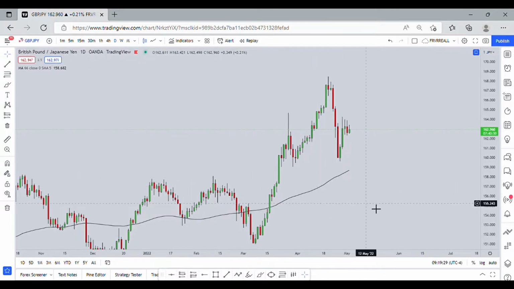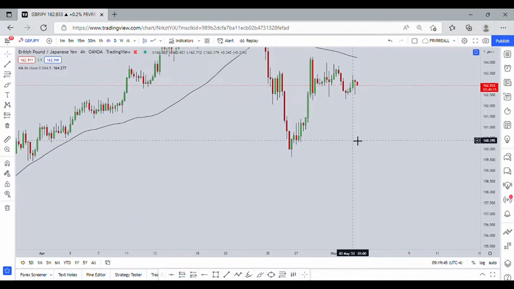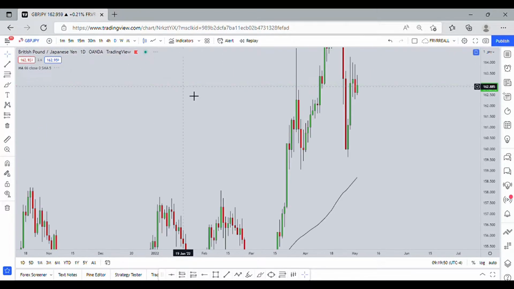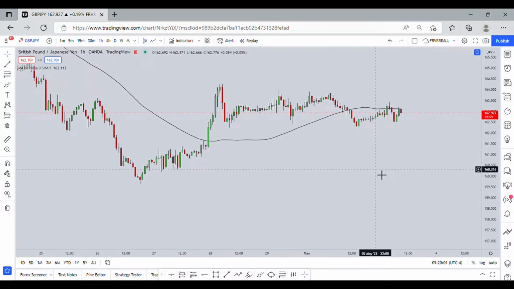For the lower time frames, anything on the 4 hour time frame and lower, from the 4 hour down to the 1 minute, those are minor levels. From the 4 hour and up, those are major levels, which are supply and demand. And for the lower time frames, it's support and resistance.